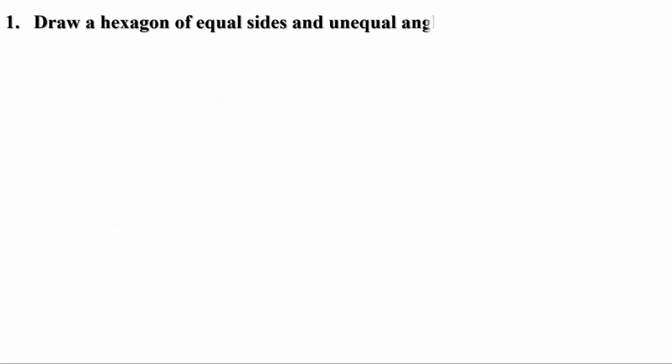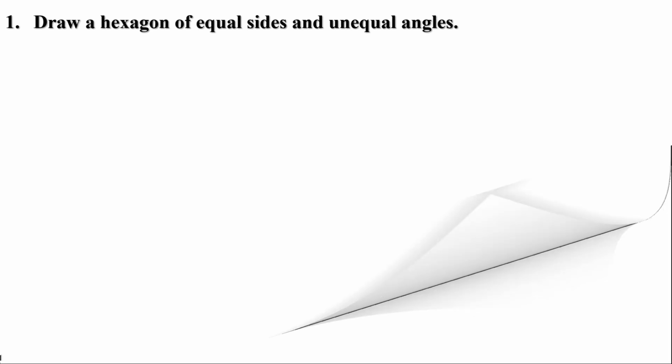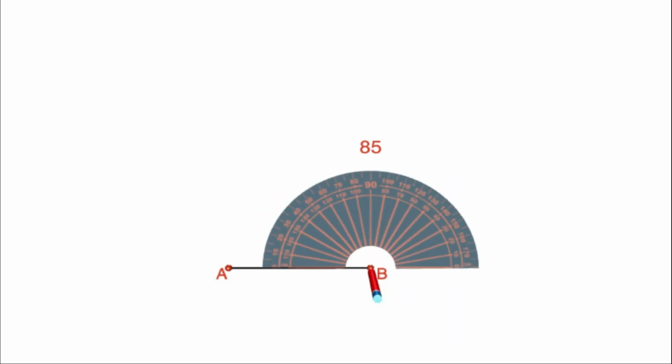First question, draw a hexagon of equal sides and unequal angles. When all angles of a hexagon are equal, each one is equal to 120 degree. We have to make a hexagon with unequal angles and equal sides. Draw a line AB at first. You can take any measurement. Angles are not equal. Let me take 110 degree at B and draw a line.